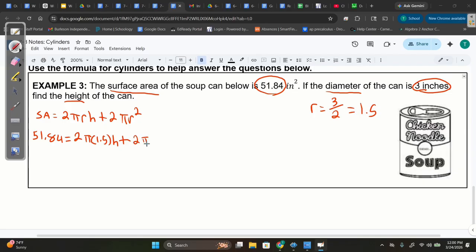Plus 2 pi, radius, again, is 1.5, squared. Now, this looks pretty messy, right? But let's look at it term by term. Notice this term here is just a series of numbers that are multiplying by each other. The calculator can help us evaluate this. 2 times pi times 1.5 squared. The calculator can help us simplify this into 14.14. Over here, this term, I notice I've got a 2 times 1.5. So I can do 2 times 1.5 is 3, and then drop down the pi and the h.